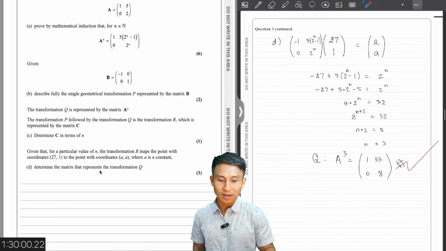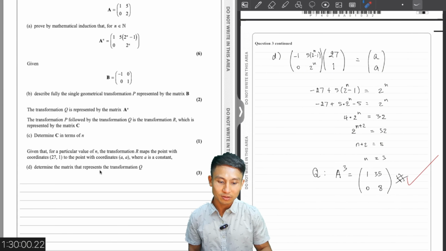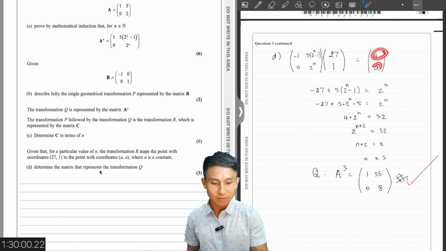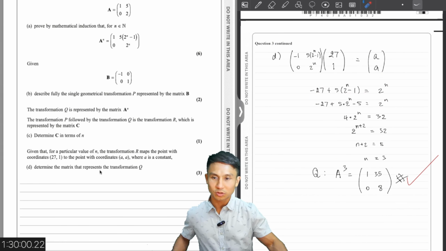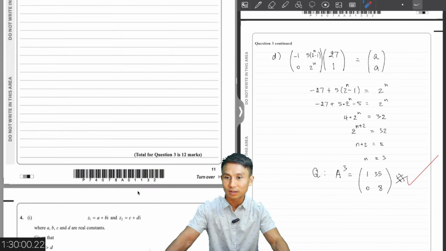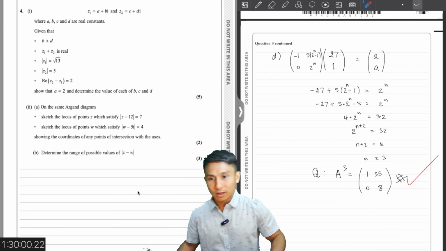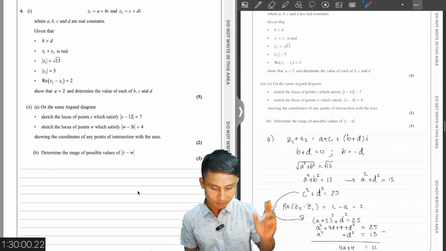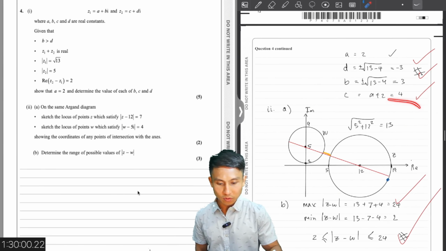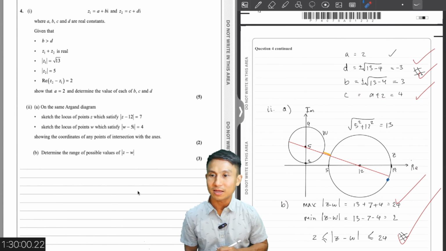And then this one is just fine, just equate them, and we know that they both equal to A, so the first component and the second component must be equal, so that's why we got that equation and solve. Number 4, I don't think I made any mistake there. Everything is perfect. I would say make sure you understand part IIA here.